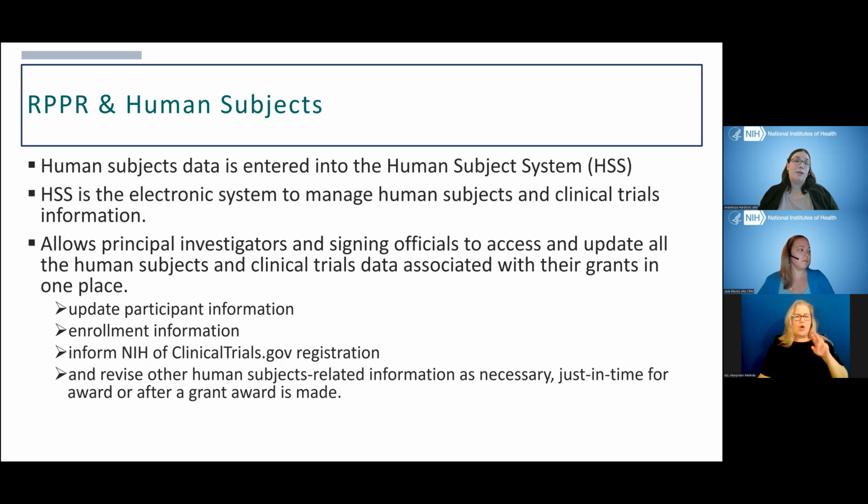RPPR and human subjects. The human subjects data is entered in the human subject system, HSS. It's the electronic system to manage human subjects and clinical trials information, and allows the principal investigator and signing official to access and update the human subjects and clinical trials data associated with their grant. You can update the participant information, enrollment information, inform NIH of clinicaltrials.gov registration, and review other human subjects related information as necessary, just in time for the award or after the award is made.